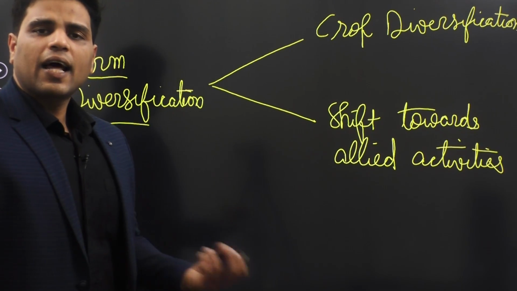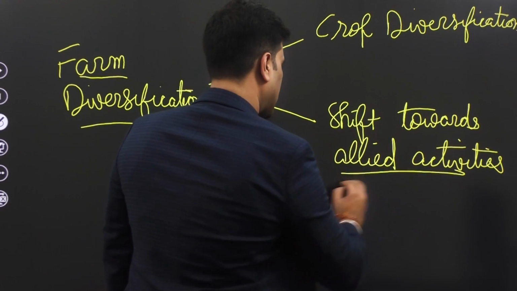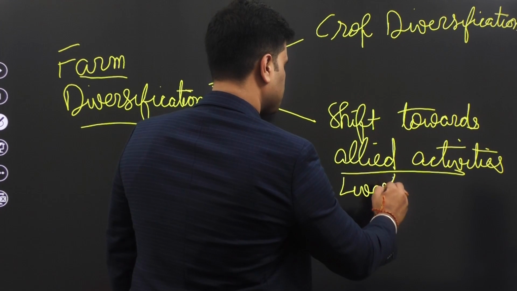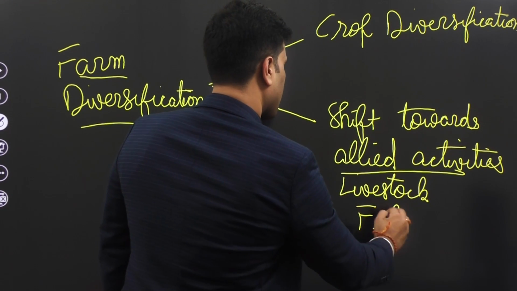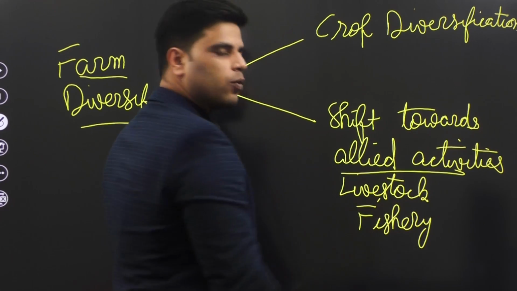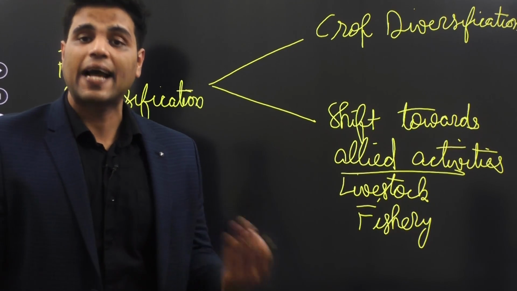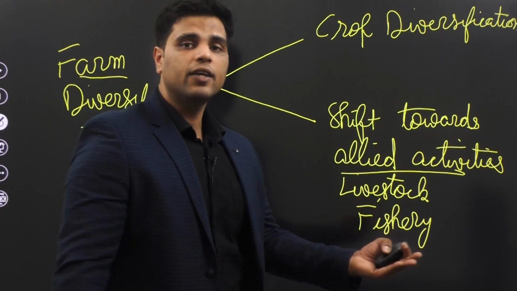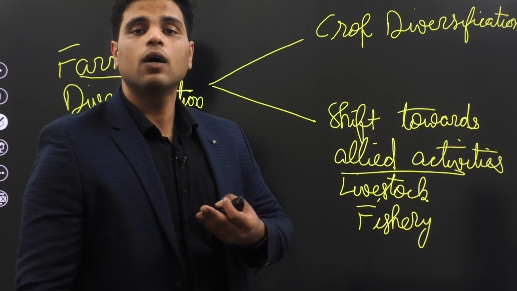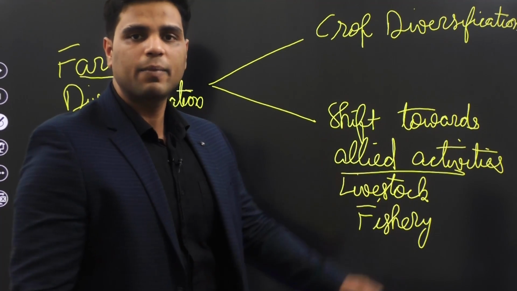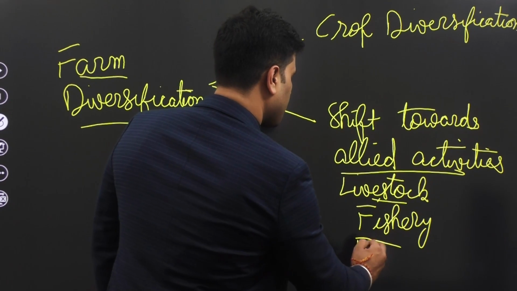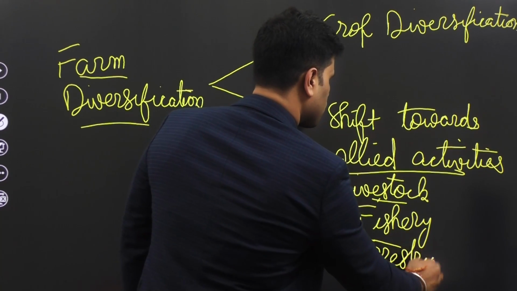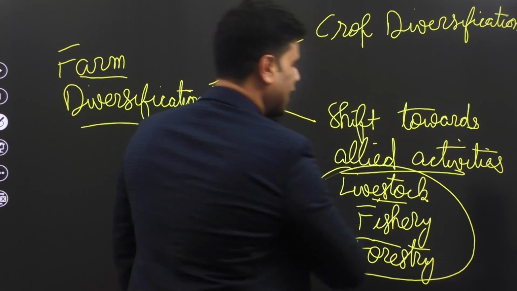Now, what are allied activities? Well, livestock rearing like dairy, poultry, fishery. Livestock rearing, where you raise poultry, you raise cattle, and through that you earn money, right? By raising cattle, you earn money by selling their milk and all that stuff. Then fisheries, livestock, forestry. These come under allied activities.